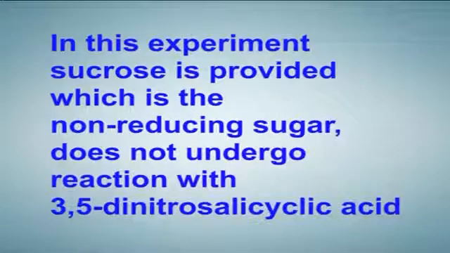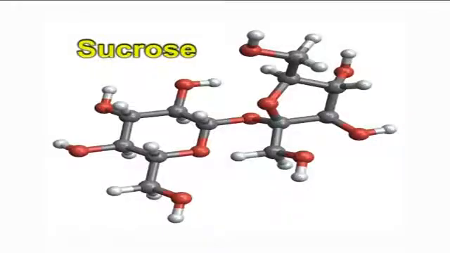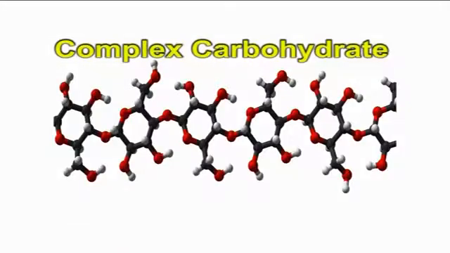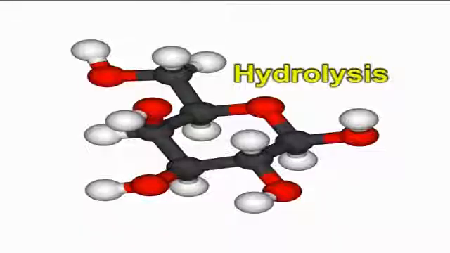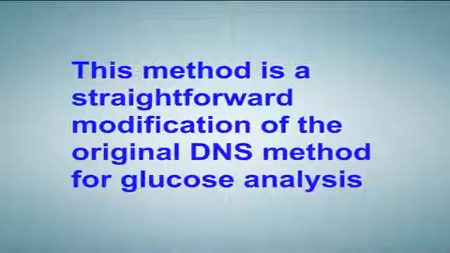In this experiment, sucrose is provided, which is a non-reducing sugar and does not undergo reaction with the 3,5-dinitrosalicylic acid. Therefore, the sucrose and complex carbohydrates must be broken down into simple sugars like glucose first. The hydrolysis can be done by boiling the sample with hydrochloric acid, and then the pH is adjusted to give a basic solution, under which the conditions are good for reducing sugars. This method is a straightforward modification of the original DNS method for glucose analysis.